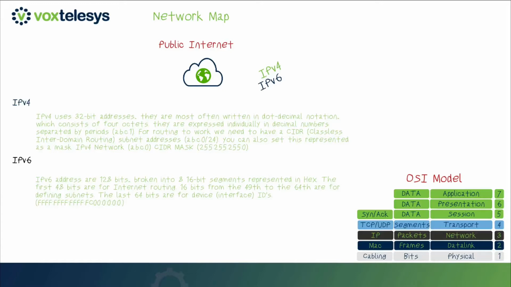IPv6 is much bigger. It's 128 bits. It's broken into eight 16-bit hexadecimal segments. The first 48 bits are for internet routing. The next 16 bits, from 49 to 64, are for your subnetting, and the last 64 bits are for your device or your interface IDs.